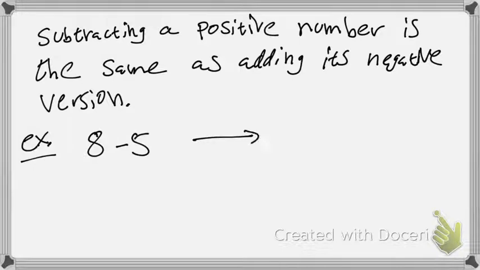I'm just going to write arrow. It's the same as adding what? Try to think about what goes in there. Subtracting 5 is the same as adding -5.